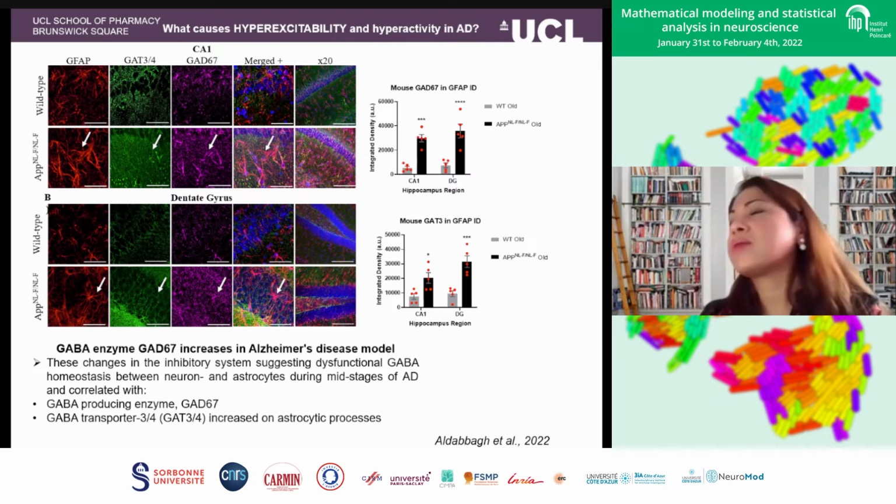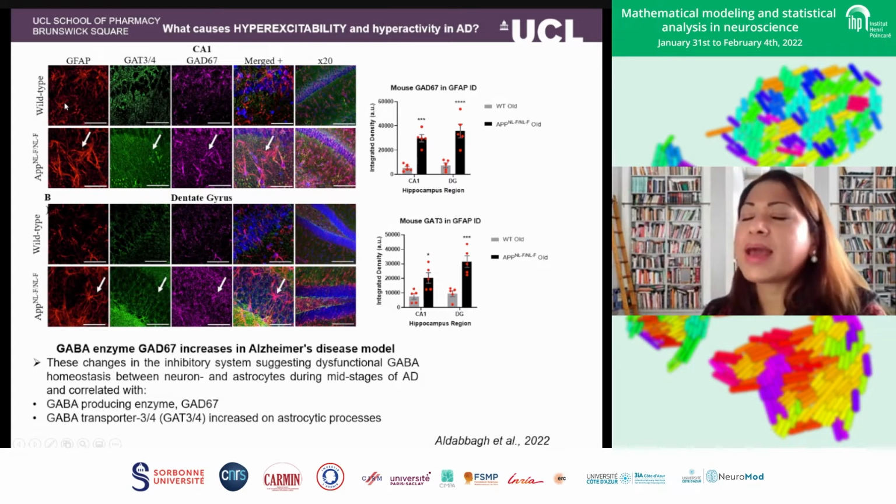Coming from the interneuron, inhibitory background, we looked at markers such as GAD67 and GAT3. I'll go through these slowly. GAD67 is a marker for GABA because it's an enzyme that produces GABA. And GFAP is a marker for astrocytes. Astrocytes are very important for maintaining our extracellular environment, or neuronal health, if you like. So they're like the janitors of the system. GAT3 is a GABA transporter, and this is specific to astrocytes.